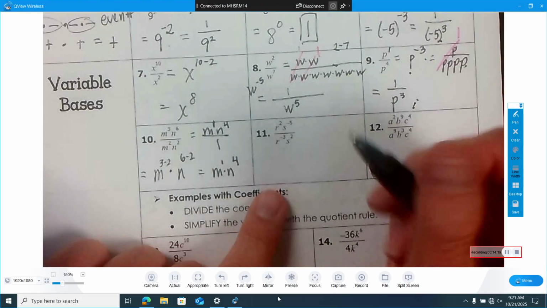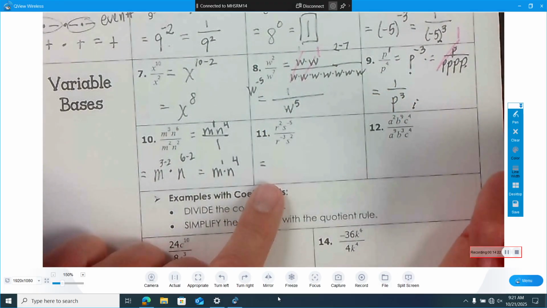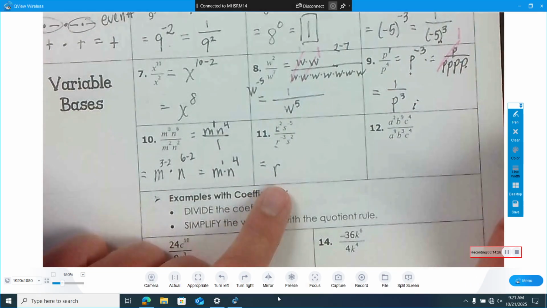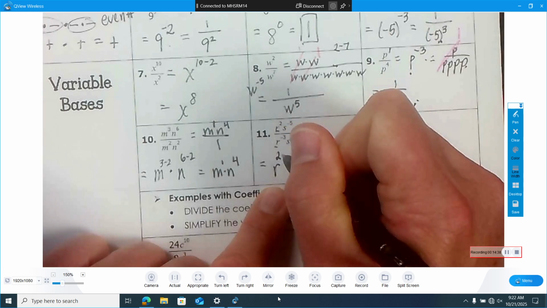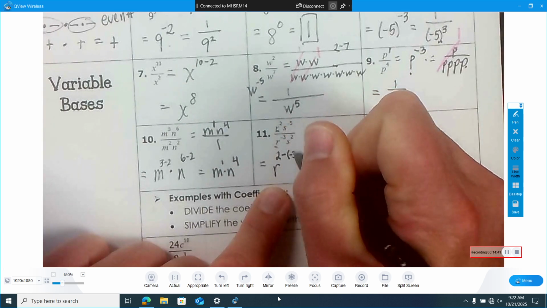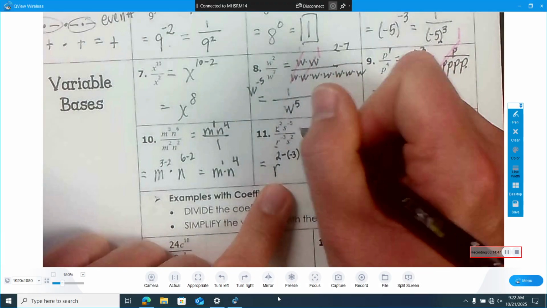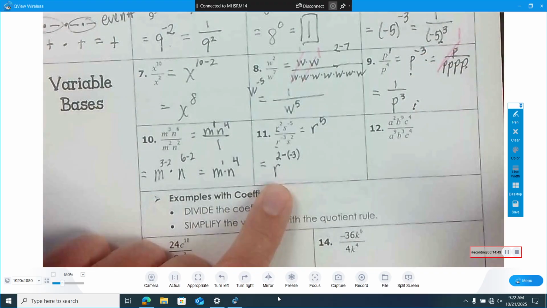All right, I'm going to do the rule for number 11. We have matching base of R. What do we do with our exponents? These are hard because now they're negative. Top minus bottom. We would do 2 minus a negative 3. 2 minus a negative 3. What is 2 minus a negative 3? Yeah, it's really R to the 5th power.